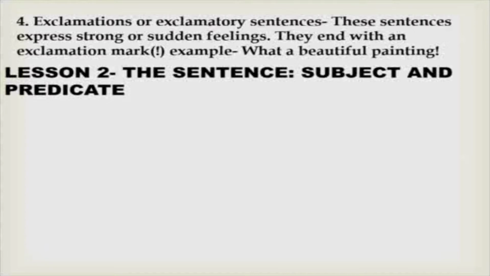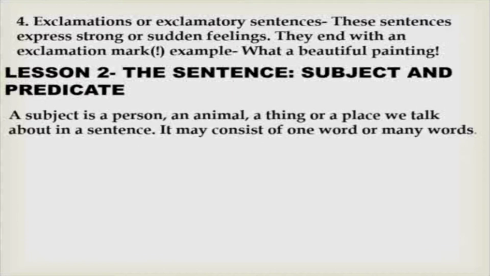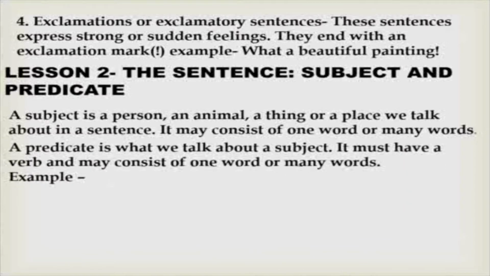Lesson 2 was the sentence, subject and predicate. Now what is a subject? A subject is a person, an animal, a thing or a place we talk about in a sentence. It may consist of one word or many words. And what is a predicate? A predicate is what we say about that subject. It must have a verb and may consist of one word or many words.